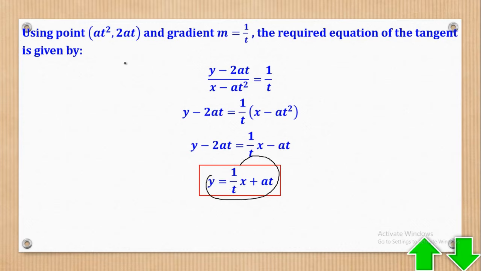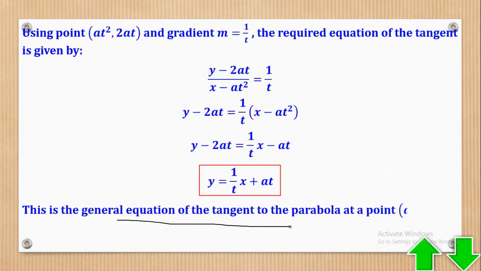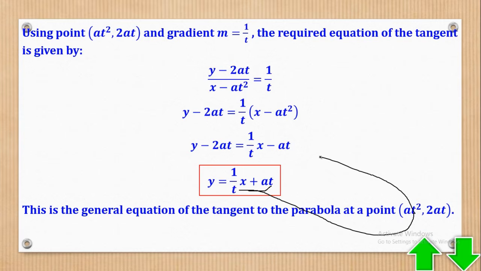Now t and a remain because even in the general point, t and a was included, and this is what we call the general equation of the tangent to the parabola at a point. So if this variable is q, it implies that where there is t you put q, and if the variable is p, it means that where there is t you put p.